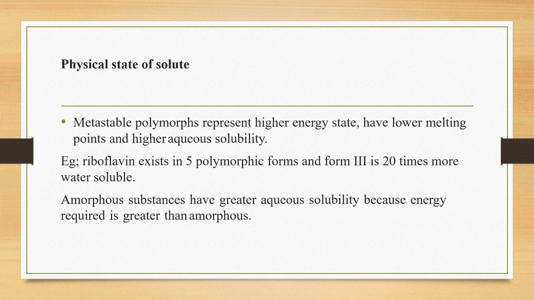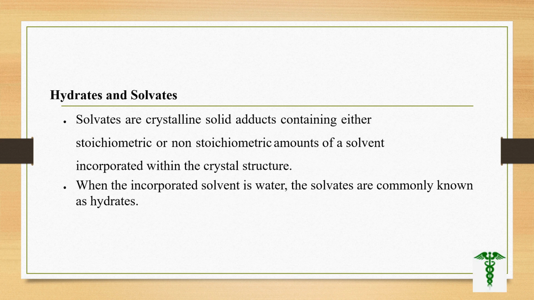So we have to choose this riboflavin 3 form if we want to increase the solubility. Next form we are telling about amorphous and crystalline, right? So in the amorphous substance, it is having greater aqueous solubility due to the energy required than the crystalline form. Then next one is hydrate and solvate.